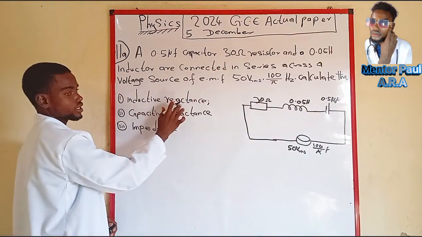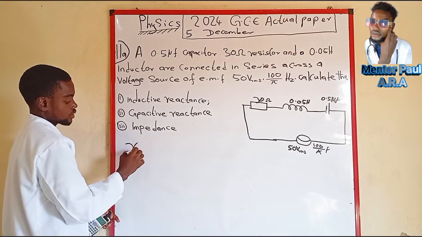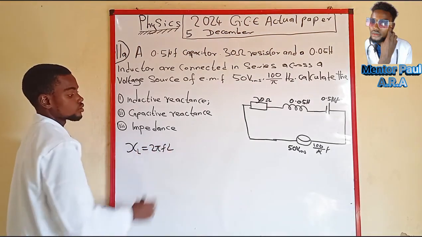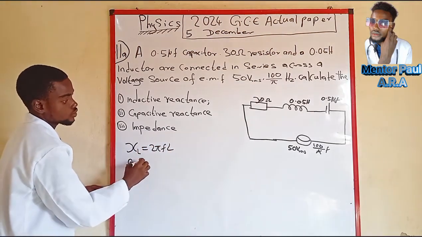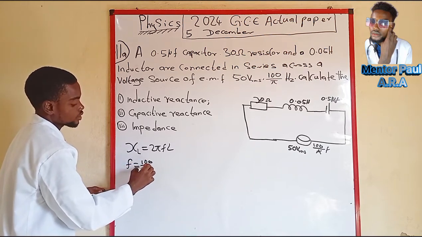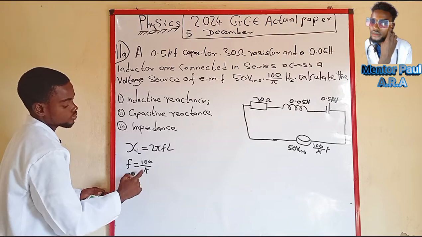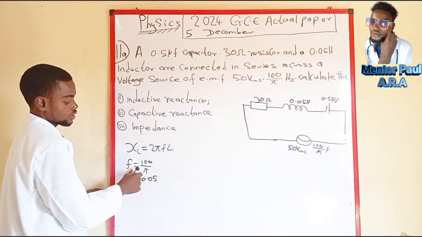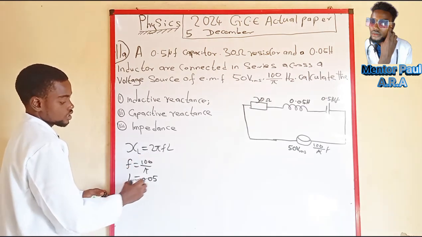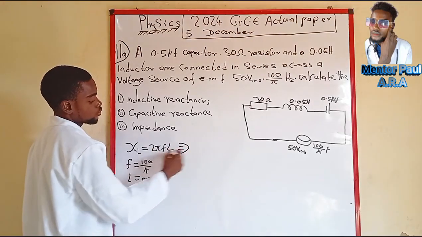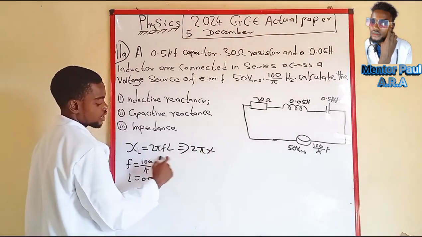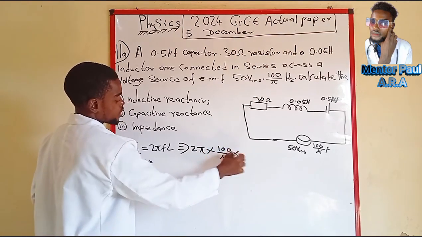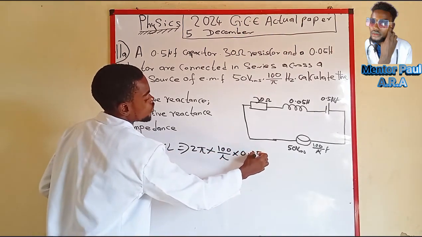Now to find the inductive reactance, represented as X_L, it is equal to 2 pi F L, where F is 100 over pi and L, the inductance, is 0.05. So this equals 2 pi multiplied by F, which is 100 over pi, and then multiplied by the inductance, which is 0.05.